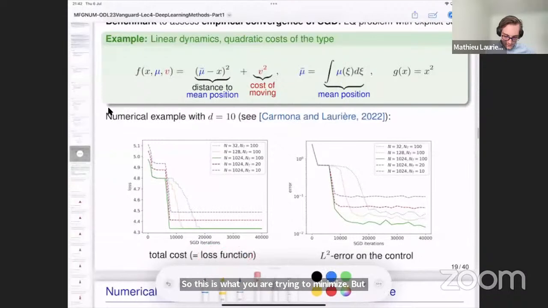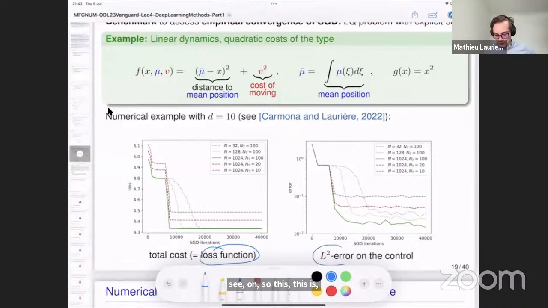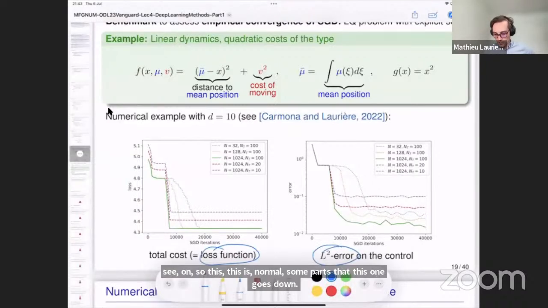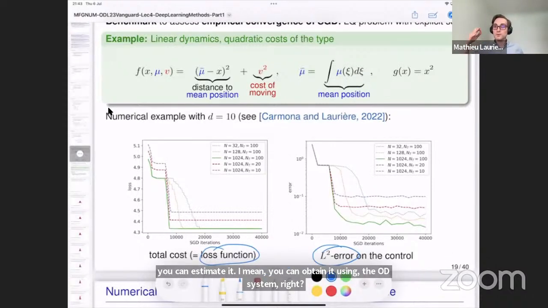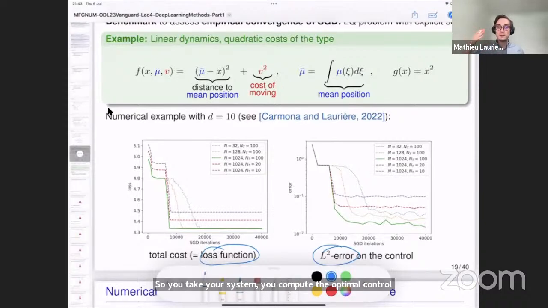What you see, so this is normal somehow that this one goes down. But what you see on the right is the L2 error on the control with the true control, because you can obtain it using the ODE system, right? So you take the ODE system, you compute the optimal control, and you compare your neural network with this one, and you can really estimate the error. So here you see the error for different number of particles, different number of time steps, and the error improves when you take more neurons, more parameters or more time steps.